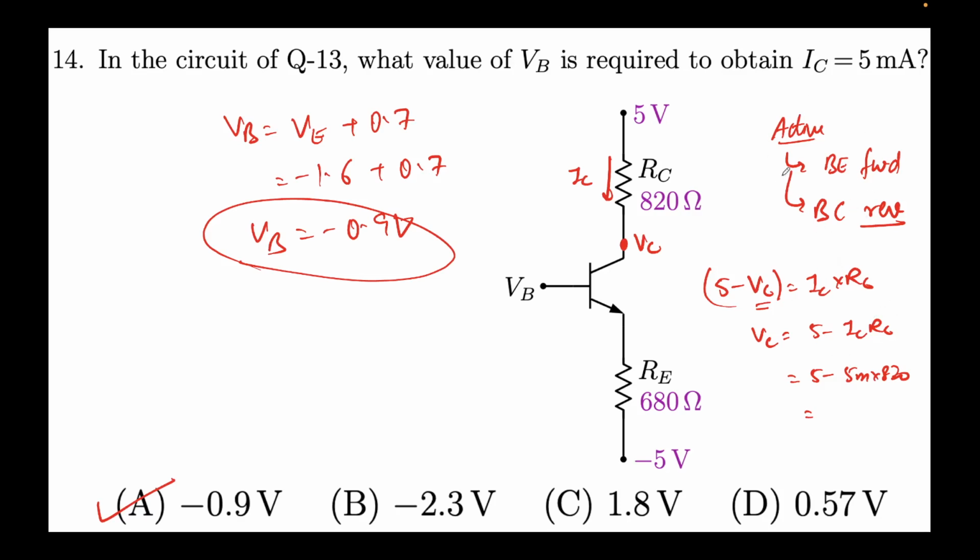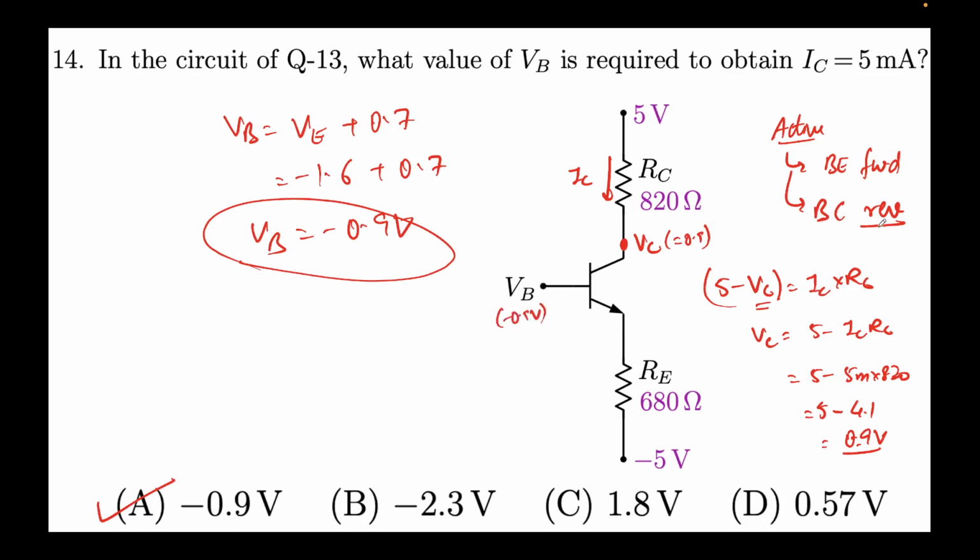Whatever you have assumed in your problem, once you obtain your answers, you just verify whether your assumption was correct or not. So that's what I'm doing here. So this was 5 minus, this comes out to be 4.1 volts. So this comes out to be 0.9 volts. So now I have obtained VC as 0.9 volts. VC is 0.9 volts. VB I obtained as minus 0.9 volts.